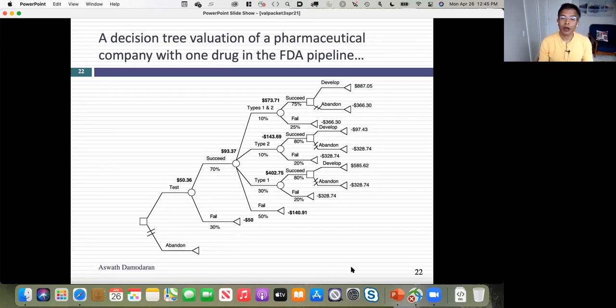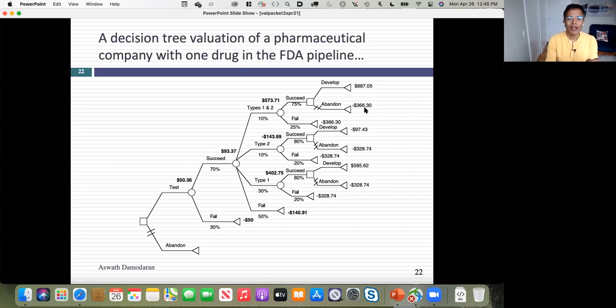Since I've attached the probabilities at every branch, you can actually, it's called rolling back the tree. What you do is you take the expected value at every branch and you work backwards. The value that you get right now for developing the drug is 50.36 million. So you pay 50.36 million. It could be a huge hit and make you 887 million, or it could be a tremendous failure.